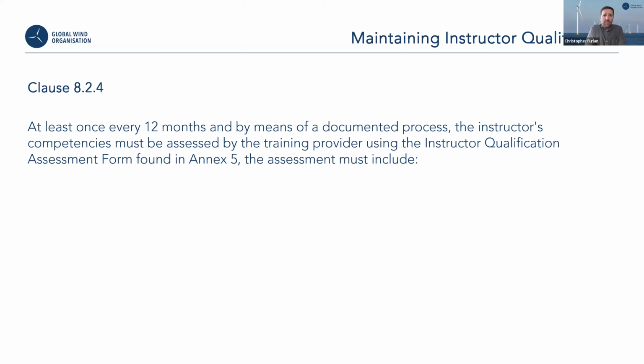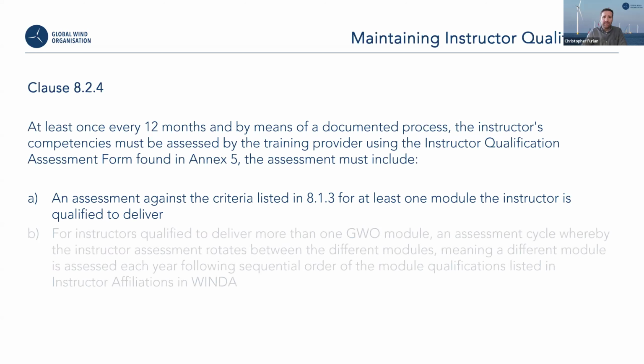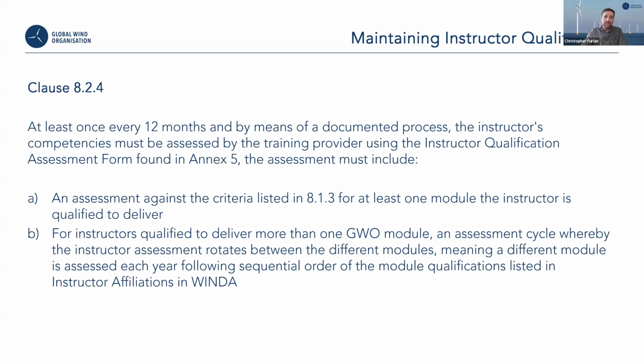Clause 8.2.4: at least once every 12 months and by means of a documented process, the instructor's competency must be assessed by the training provider using the instructor qualification assessment form found in Annex 5. The assessment must include an assessment against the criteria listed in 8.1.3 for at least one module the instructor is qualified to deliver. For instructors qualified to deliver more than one module, an assessment cycle applies whereby the instructor's assessment rotates between the different modules, meaning a different module is assessed each year following the sequential order of the module qualifications listed in instructor affiliations in WINDA.